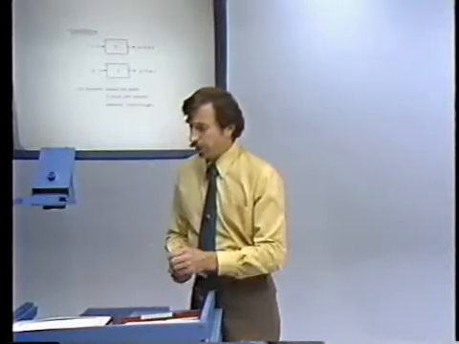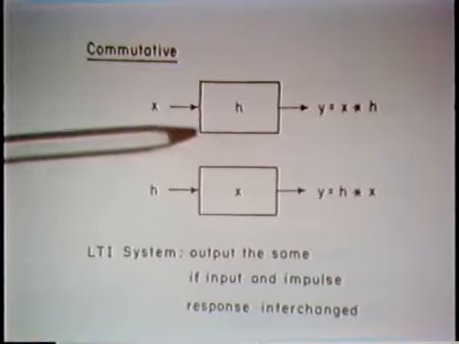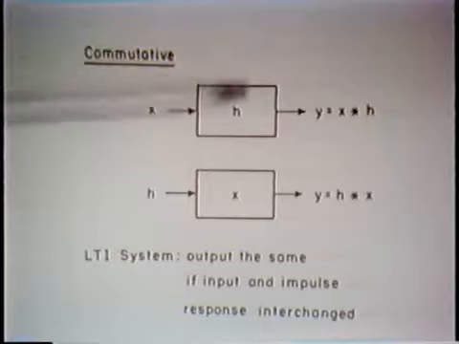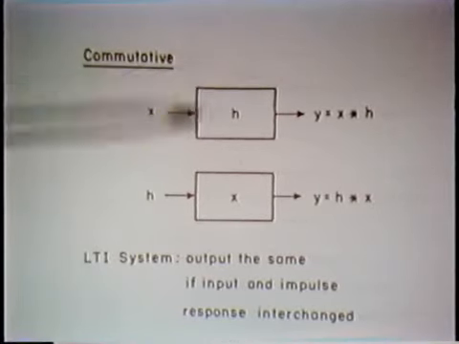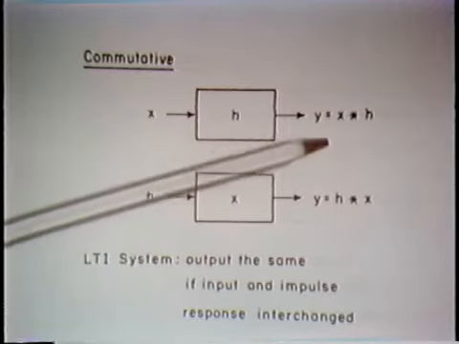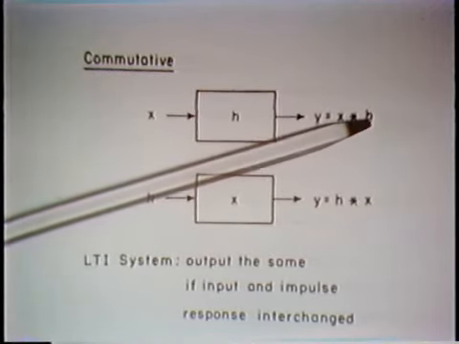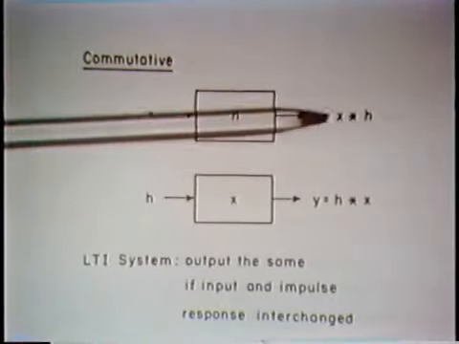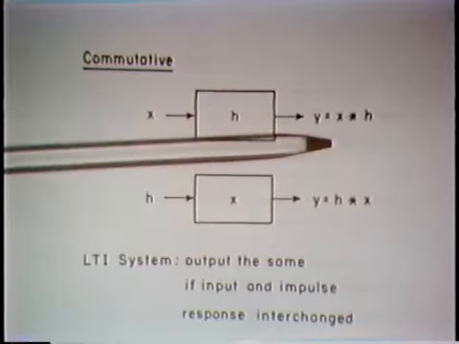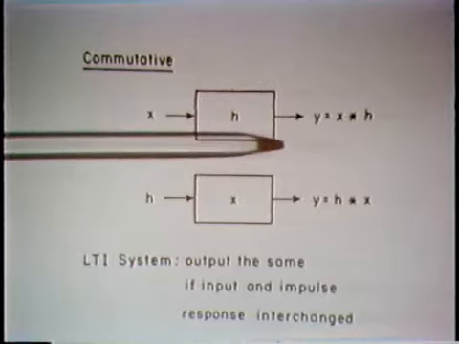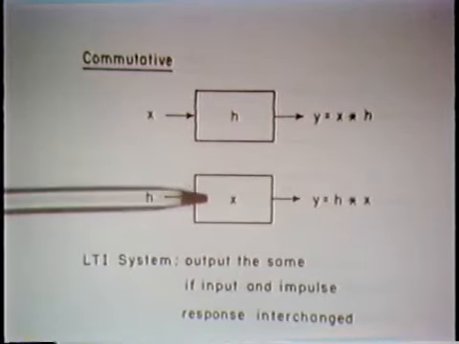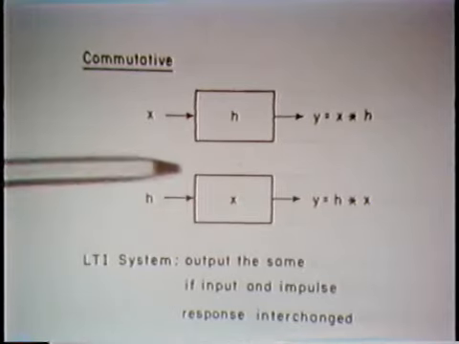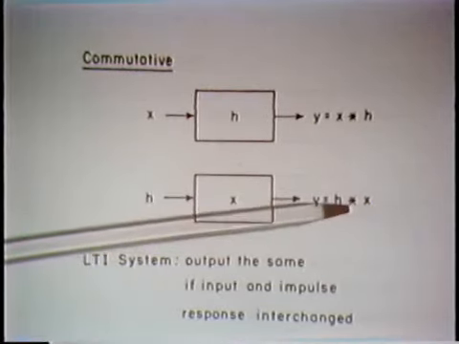Let's begin with the commutative property and consider in particular a system with an impulse response h, and I represent that by simply writing the h inside the box, an input x, and an output then which is x convolved with h. Now, since this operation is commutative, instead of x convolved with h, I can write h convolved with x, and that would correspond to a system with impulse response x and input h, and output then h convolved with x.